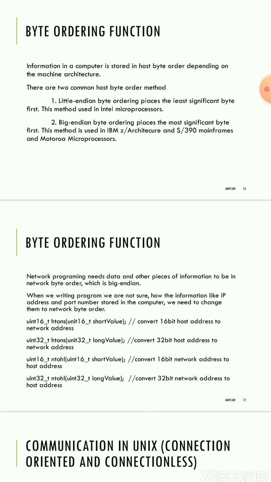So you can see four functions shown here: uint16_t htons, that is host to network conversion, and uint16_t ntohs, network to host, and similarly for 32-bit. The 16-bit is used for port numbers and the 32-bit is used for IP addresses, in the conversion of host to network and network to host. These are the byte ordering functions.